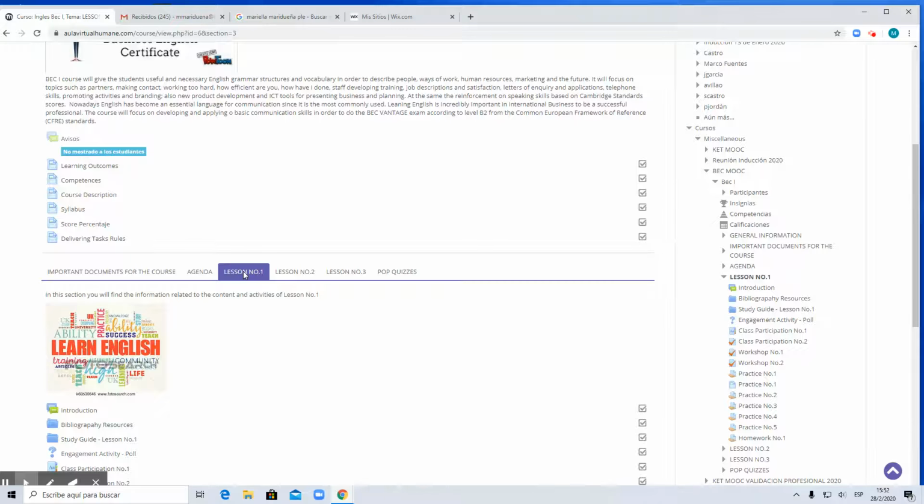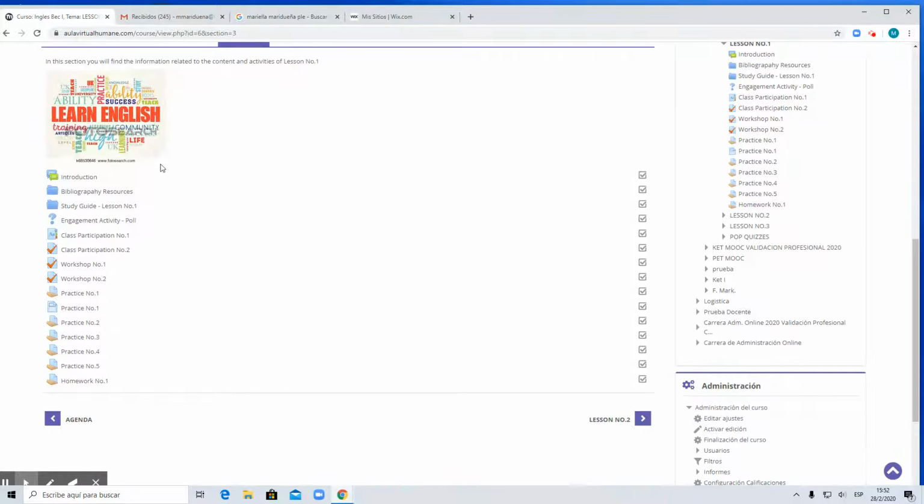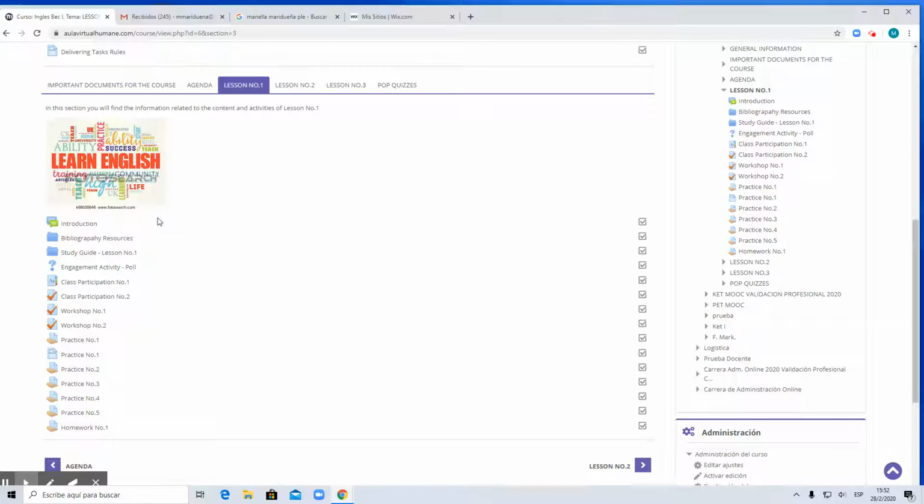In lesson number 1, you will find all the activities related to it, and the important thing is that you have time to do all the activities for the whole lessons from February 29 to March 13. On March 14, you're going to have your first and second partial exam.